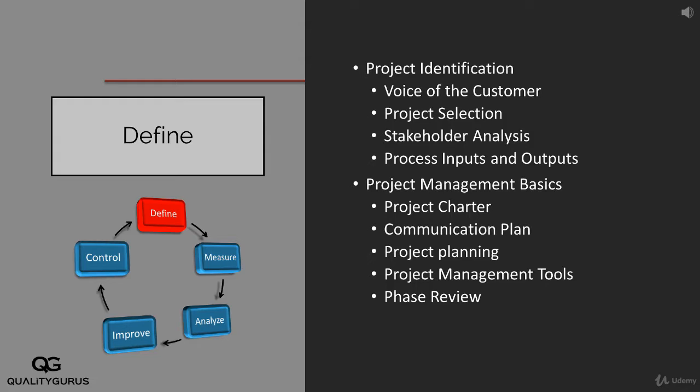Then we need to go through a number of steps for project selection, because there could be a number of projects you could do. There are a number of improvements you can do in the organization, but then you need to focus on only a few selected projects. How do we select that project? We will look at that.